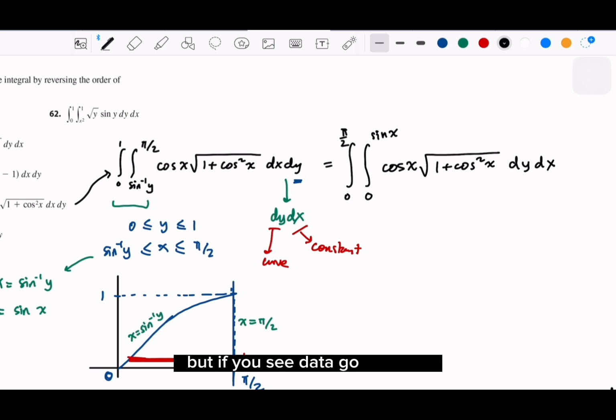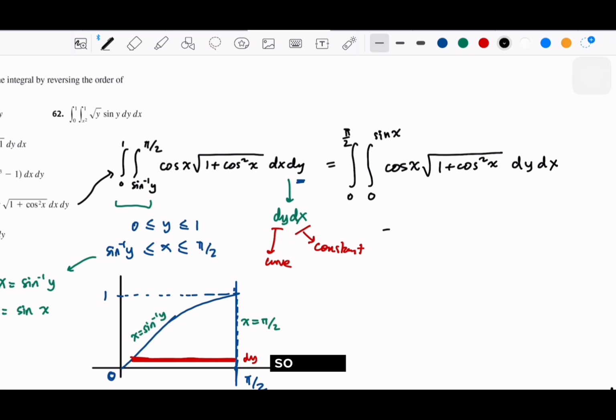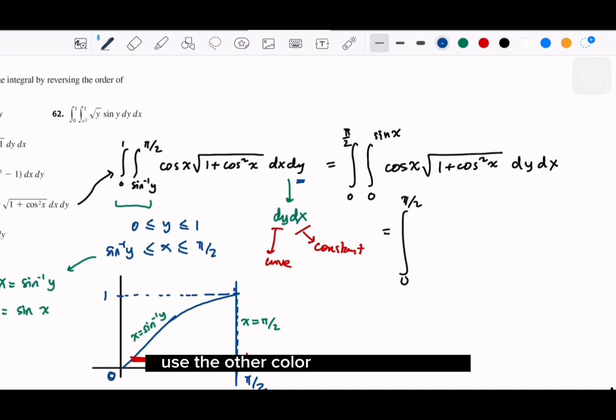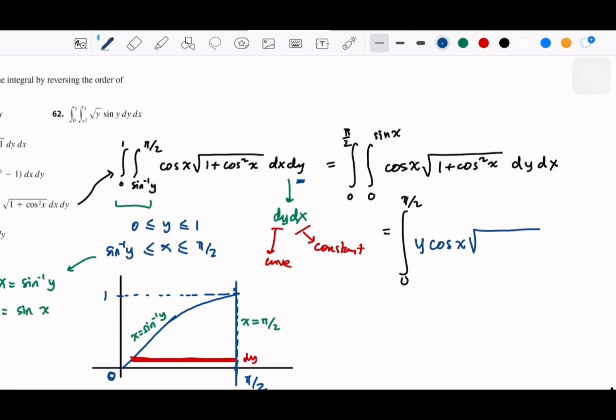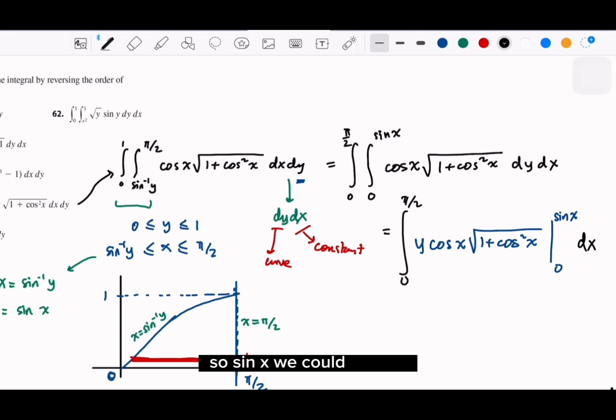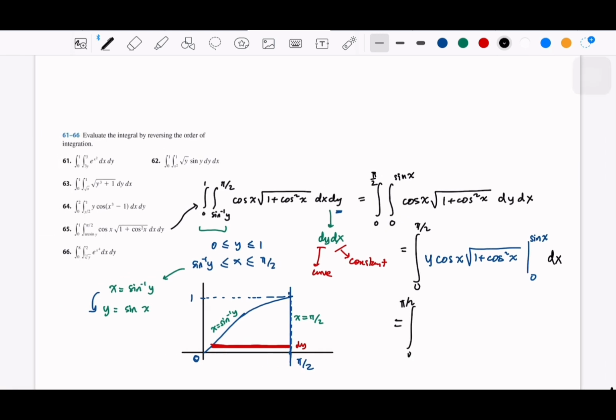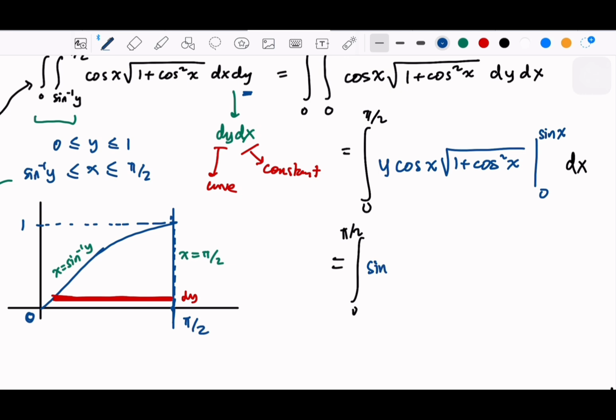Okay. But if you see the integral, it's dy. So we need just to add y. Okay, just add y. Use the other color. So y and cosine x. Plug in 0 to sine x. And then this will be the x. So this will be sine x, cosine x. And then the x. Now what should we do now?